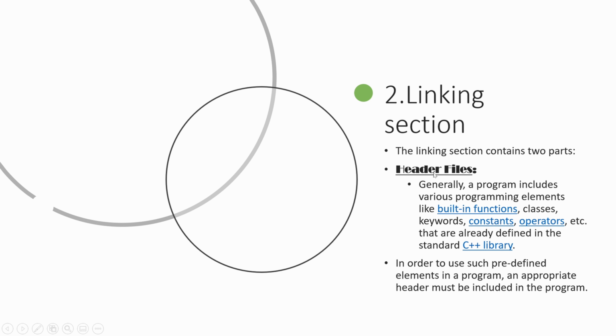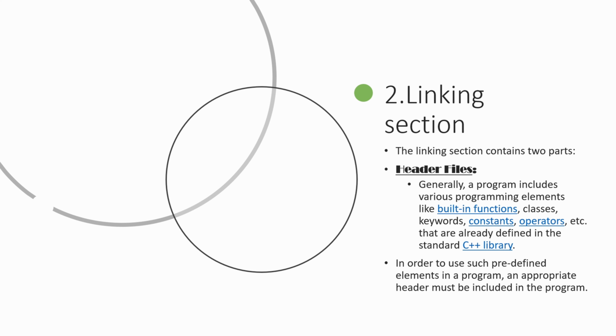Next, the second one we have discussed is the linking section. The linking section has 2 parts. The first one is header files. The second one is namespaces. I'm going to give a very detailed explanation of both of them right now.